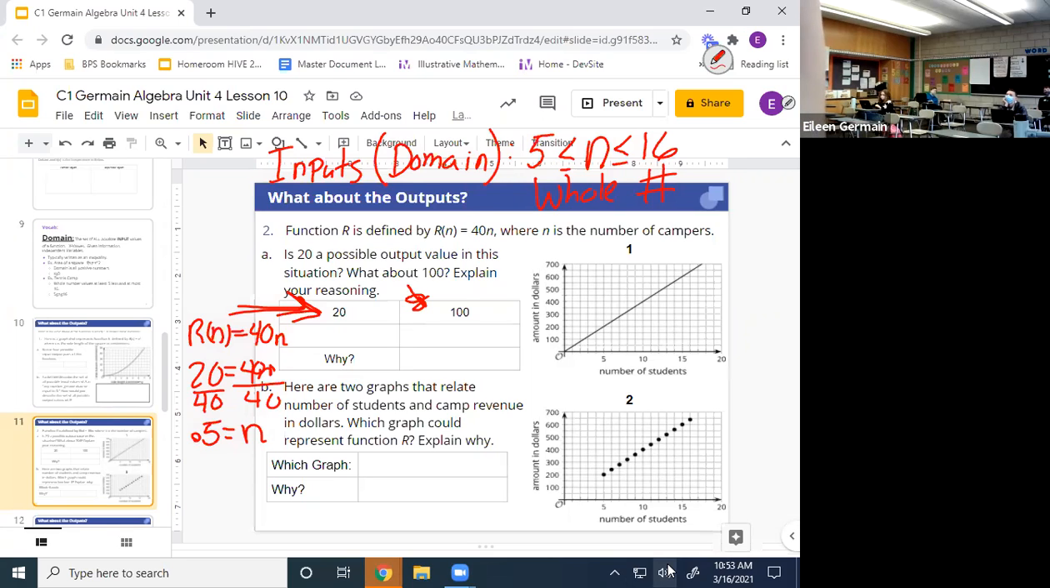Is this a possible output value? Why? You can't have 0.5 of a student and what? Does it fall within my range? No. Can't have half a student. You can't have less than 5. So it doesn't meet both of the constraints here. It's not a whole number, and it doesn't fall within that range of 5 to 16. You see why that one doesn't work? Now, what about this 100? Is 100 a possible output value? John is saying no. Why are you saying no, John?